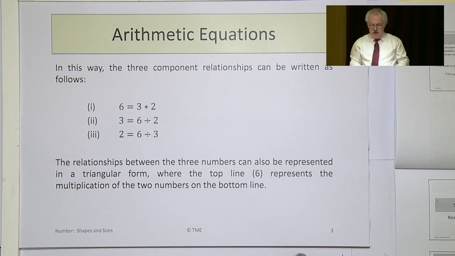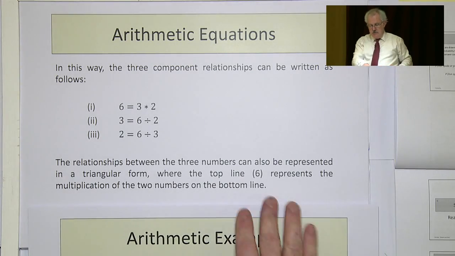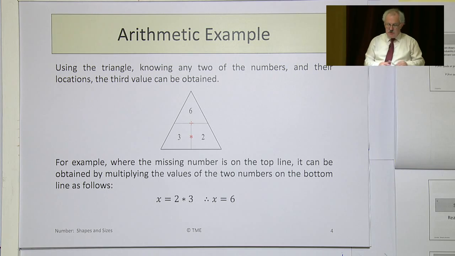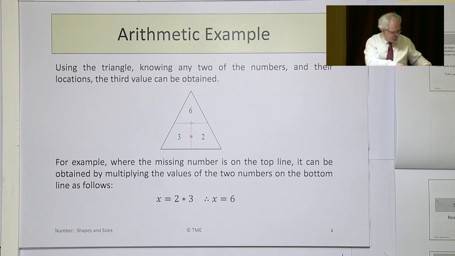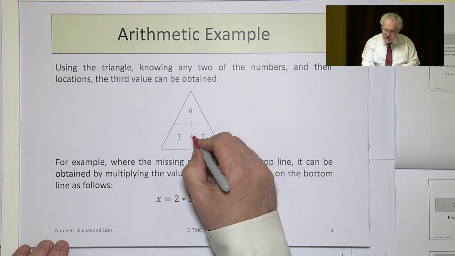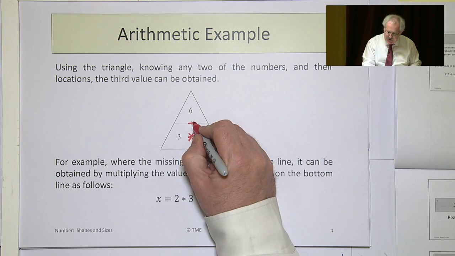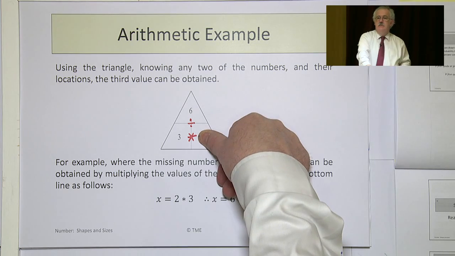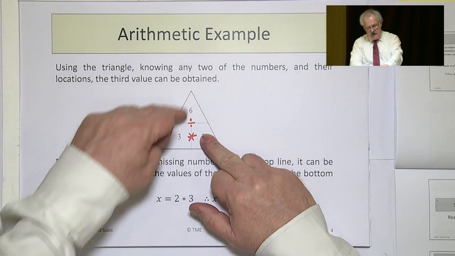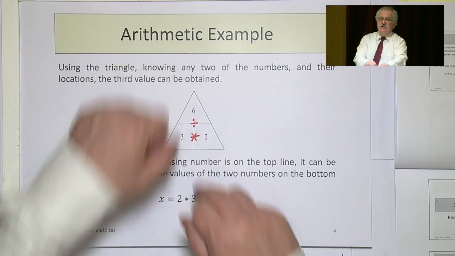The relationships between the numbers can also be managed in a triangular form, where the top line, 6, represents the multiplication of the other 2. So imagine a triangle with 3 boxes here. 3 multiplied by 2 on the bottom. 3 by 2 is 6. 6 divided by. If I've got 3 numbers there and I leave one of them blank, I can find it. Because 6 divided by 3 gives me 2. 6 divided by 2 gives me 3. And 3 multiplied by 2 gives me 6.